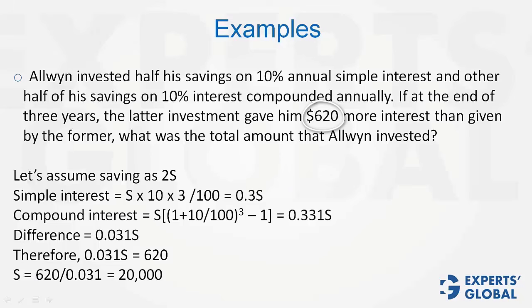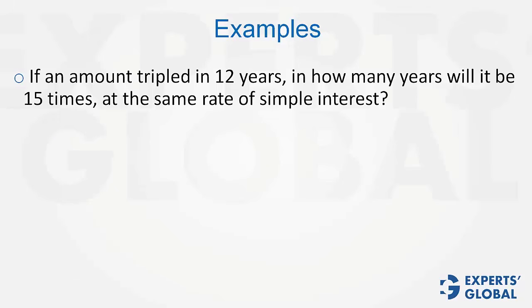Besides, $20,000, remember, is 1/2 of his saving. His total saving, being asked in the question, his total investment is 2S. Therefore, the answer is $40,000. Let's look at one more question. Please try solving it yourself.